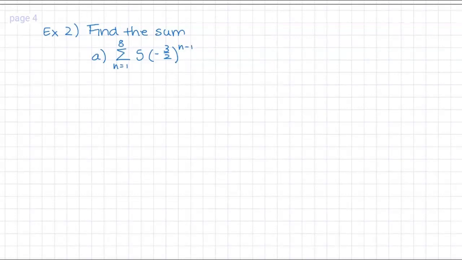All right. Well, remember we had a formula. First of all, you know this is not infinite because the upper limit is a number. So now you know that your formula is going to be S sub n equals a sub 1 times 1 minus r to the nth over 1 minus r. Let's make sure we got everything. So remember, a sub 1, that's your first term. Since n equals 1 is our lower limit, if we plug in a 1 here, 1 minus 1 is 0. Anything to the power of 0 is 1. And 5 times 1 is going to be 5. So we know our first term is 5.